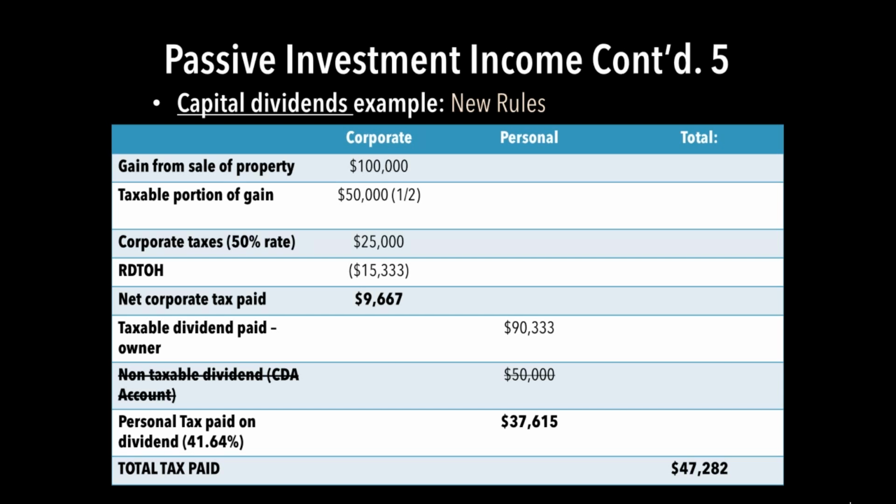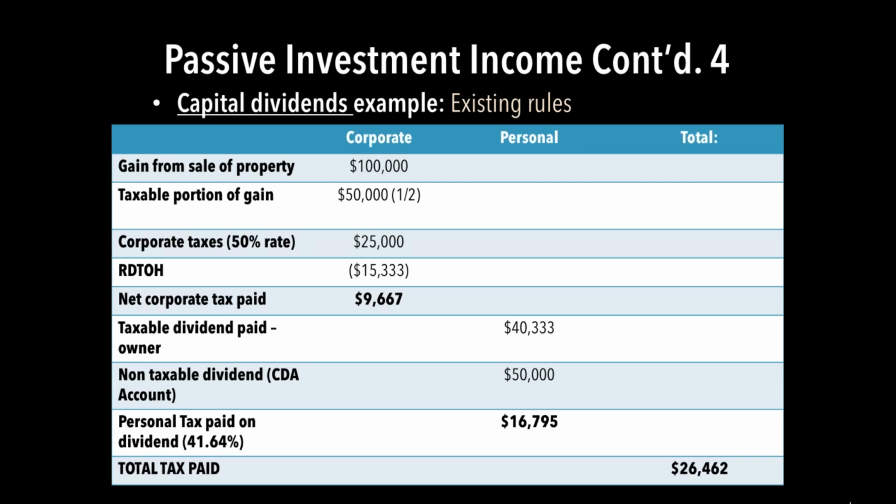Can you go to the previous slide, please? Let's look at the personal column. You'll see that in the personal column, there's 2 types of dividends paid. One is a taxable dividend, $40,000. The other is a non-taxable dividend from the capital dividend account, $50,000. That $50,000 represents 1/2 of the capital gain, and it can be paid on a tax-free basis to the shareholder. It's called a capital dividend.